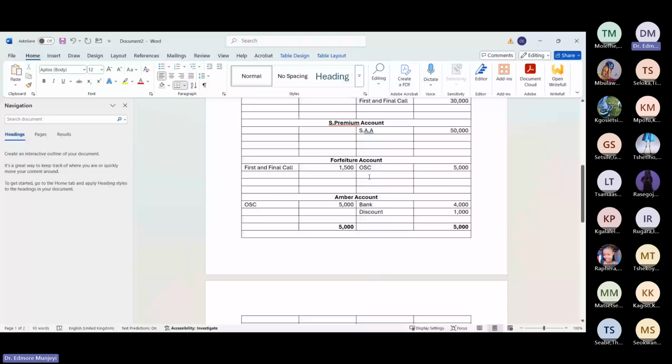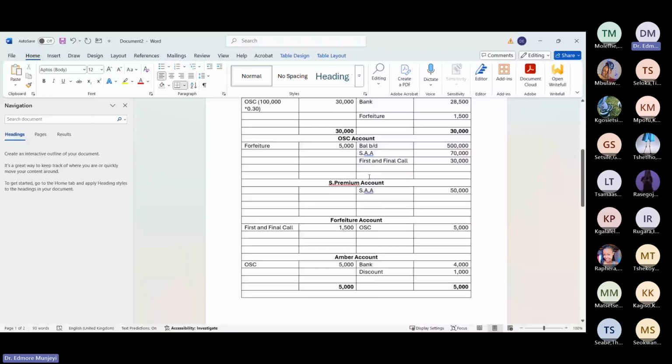We are done with Ember's account. From Ember's account, we have a discount of 1,000. We are going to debit the forfeited account with that 1,000. Remember that.